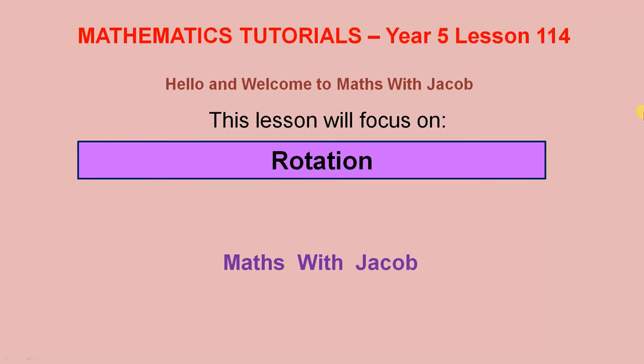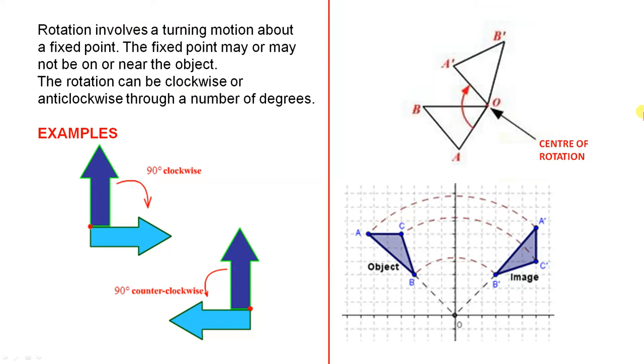This lesson will focus on rotation. Rotation involves a turning motion about a fixed point. The fixed point may or may not be on or near the object. The rotation can be clockwise or anti-clockwise through a number of degrees. Let's look at some simple examples.